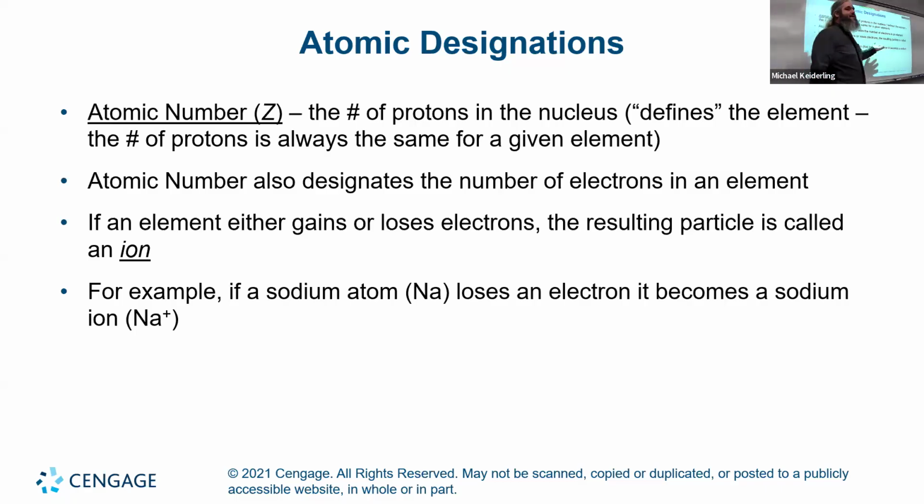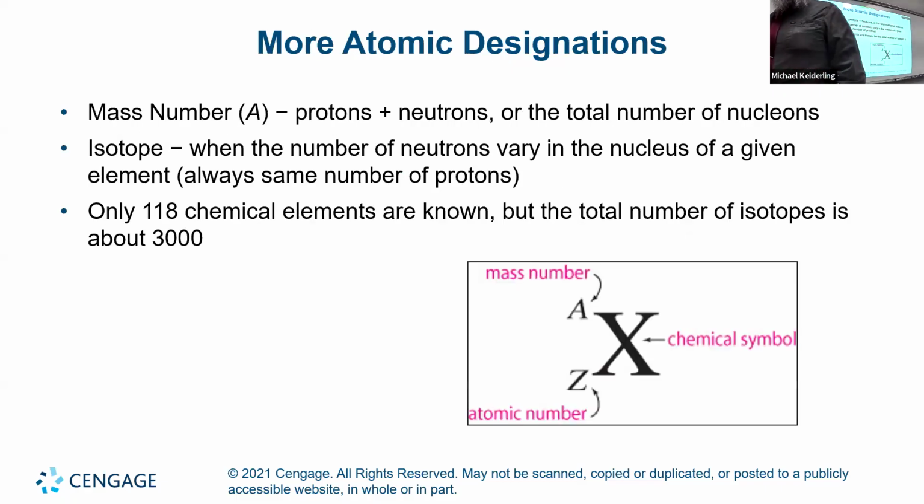Sodium actually will very happily lose an electron. So how you form table salt, for example, is the sodium gives up its electron to a chlorine, and then they're electrostatically attracted to each other.